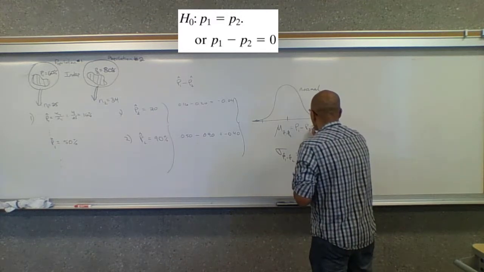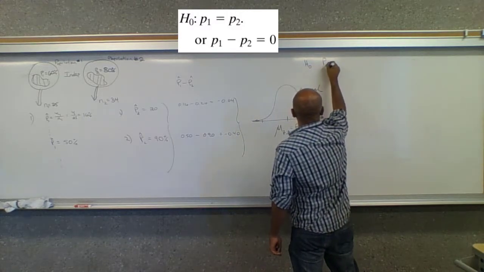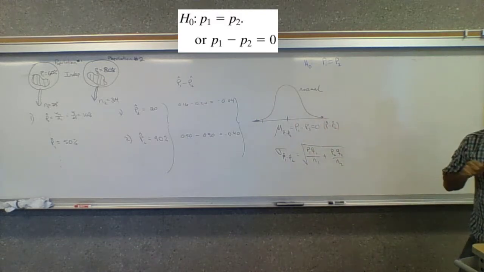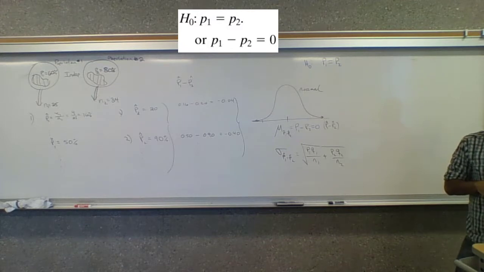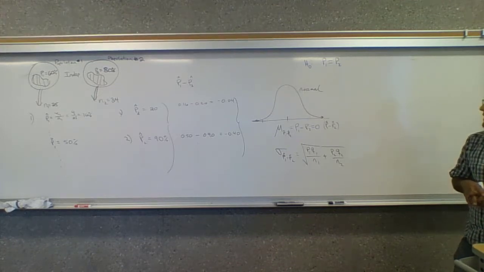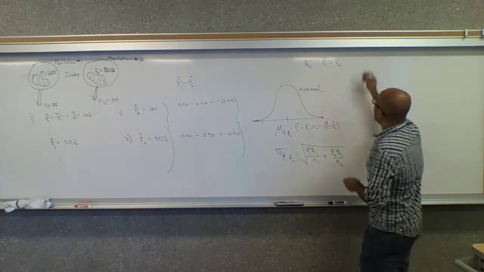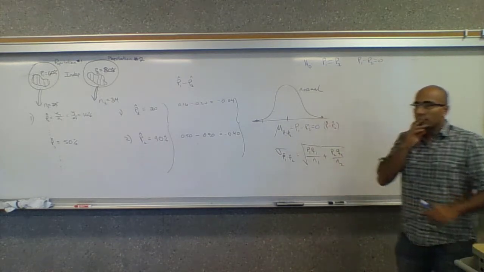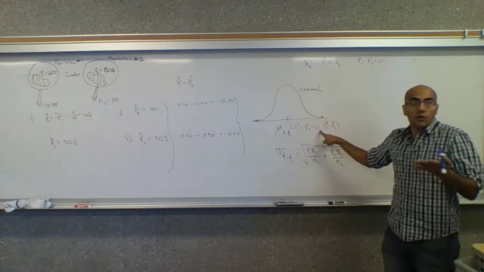So H naught for us is going to be that p1 equals p2. That's always our H naught in here. Anything different than that is more complicated and is something you'd have to study in a different math class. So always equal, which means that when I subtract them, p1 minus p2 equals 0. That takes care of that, because for us it's always going to be 0.